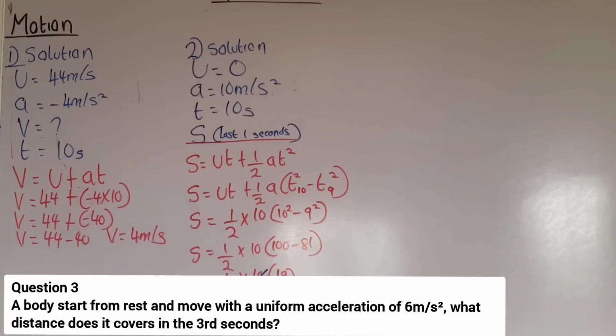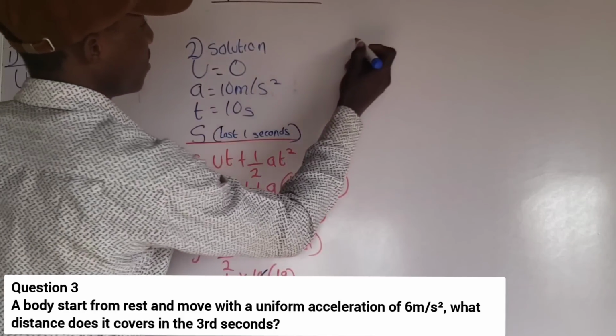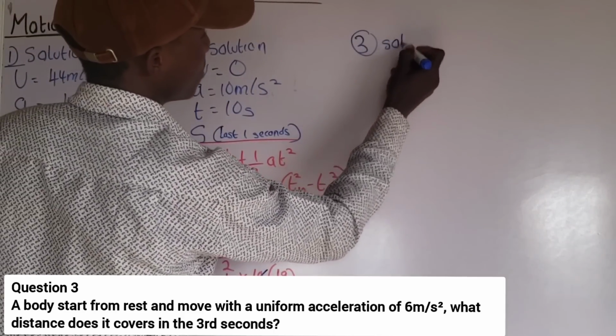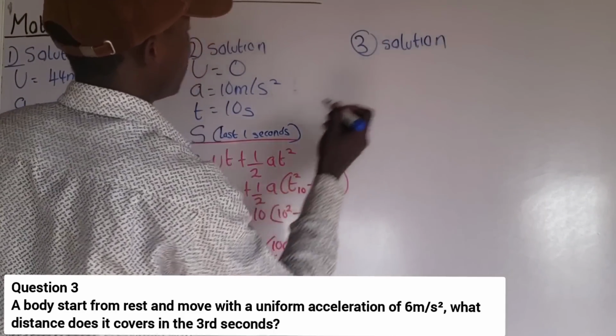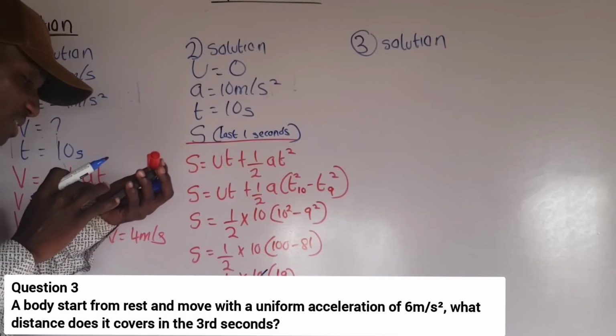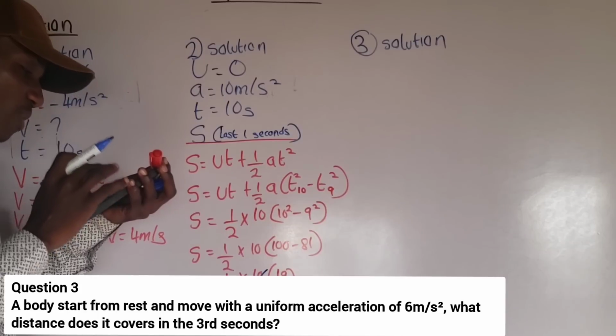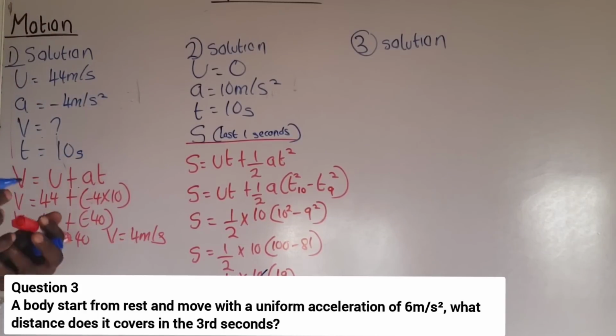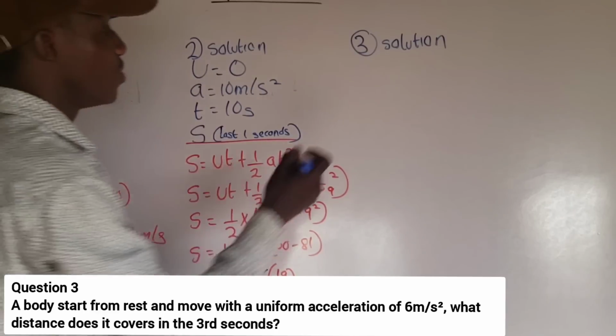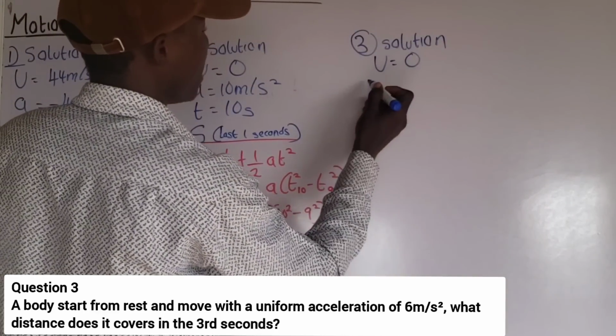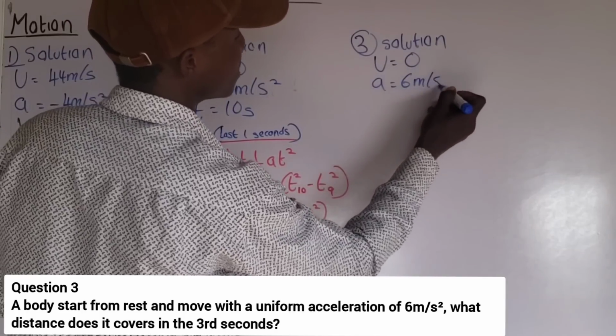A body starts from rest and moves with uniform acceleration of 6 meters per second squared. What distance does it cover in the third second? Okay, that's question 3. Please pay attention. A body starts from rest and moves with uniform acceleration of 6 meters per second squared. Since the body starts from rest, that means u equals 0, and a equals 6 meters per second squared.